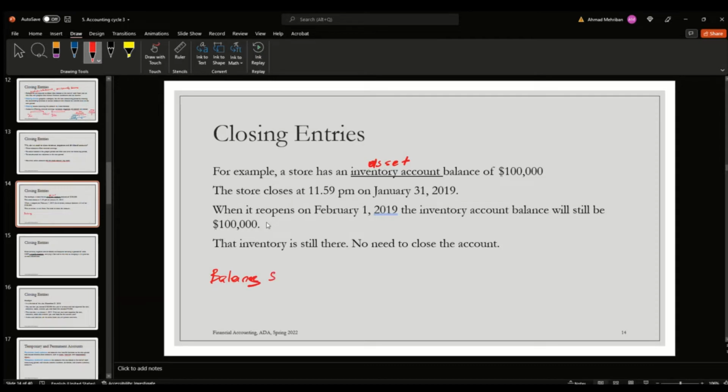Balance sheet. It is the statement that provides financial information in a specific moment in time. Whereas the elements of income statement, revenue, expenses, and so on, income statement is financial information that covers the period of time from point A to point B.